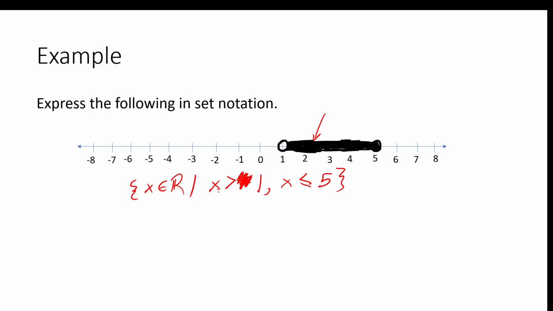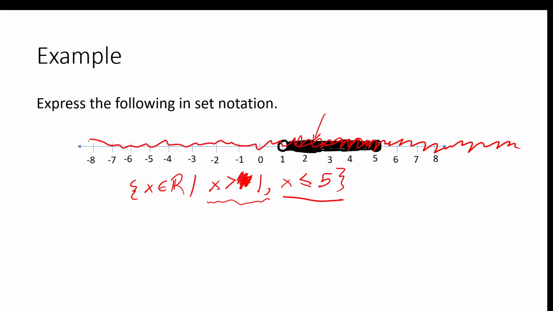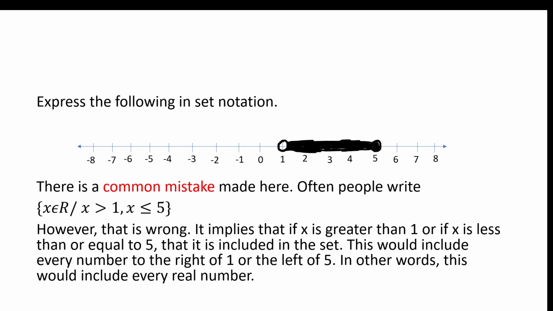The reason there's a mistake is if you tell me x is greater than 1 in this context, that tells me you're including every number to the right of 1. And then if you tell me x is less than or equal to 5, that tells me you're including every number to the left of 5. Well, put those together, you've just shaded in the entire number line, but that's not what you wanted to do. You didn't want to shade in the whole thing. So what we've said here is this would be the wrong answer. That's incorrect for the reason I just mentioned.